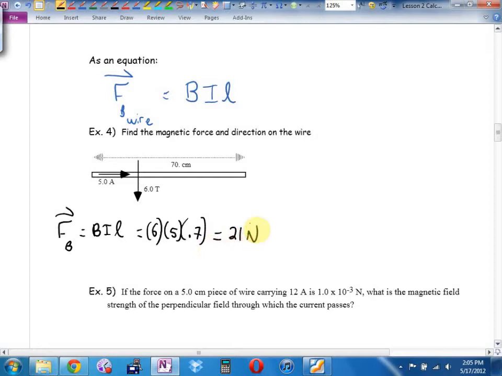That's the magnitude. Now they also wanted the direction. Oh, this is right-hand motor rule. Point your right thumb in the direction of the current. Extend your fingers in the direction of the magnetic field. Got to bend a little bit for this one. Which way is your palm pointing?